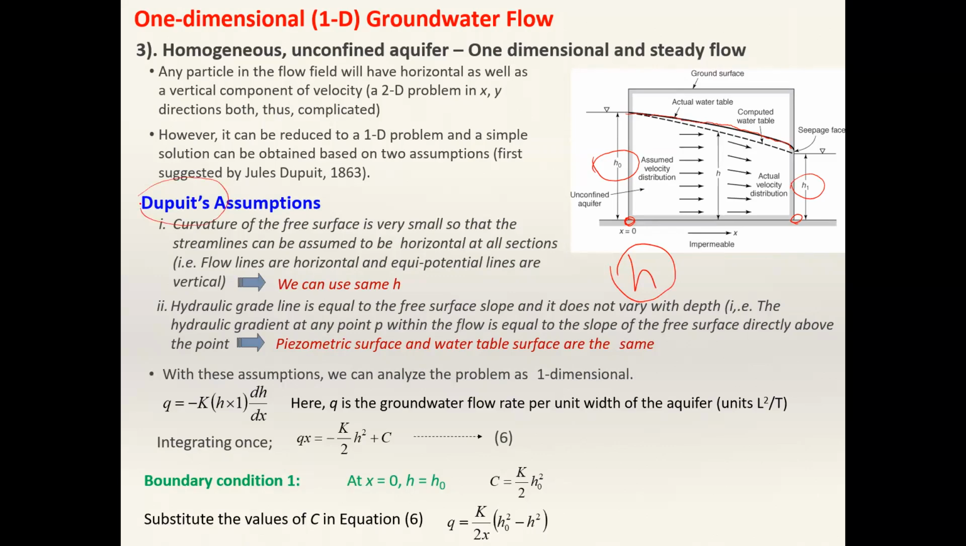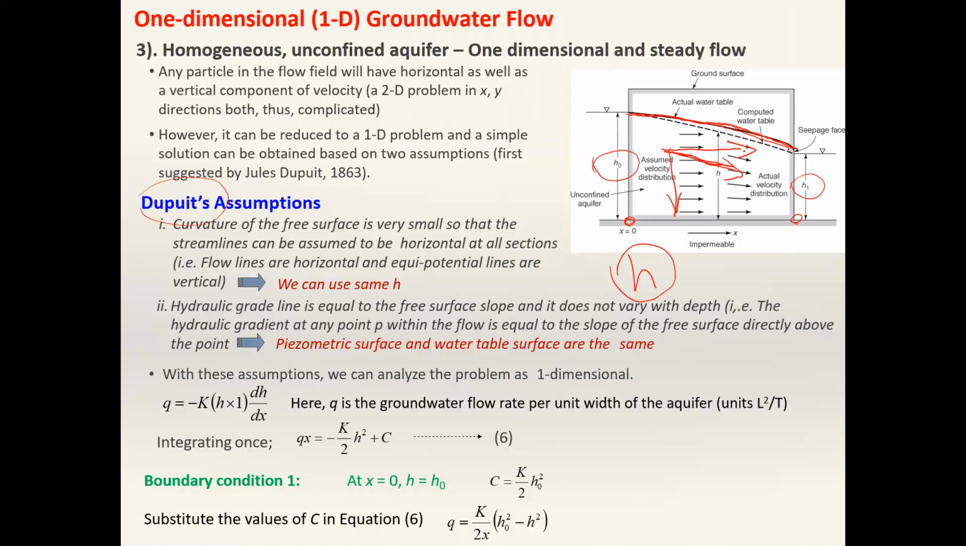The first assumption is that the curvature of the free surface is very small, so that the streamline can be assumed to be horizontal at all sections. When you have a hydraulic gradient like this, water flow is not entirely horizontal. It has a gradient like this, so it has a horizontal component and a vertical component. But the Dupuit assumption asks us to consider that this curvature of the free surface is very small, so that we can consider the water flow is only in the horizontal direction.